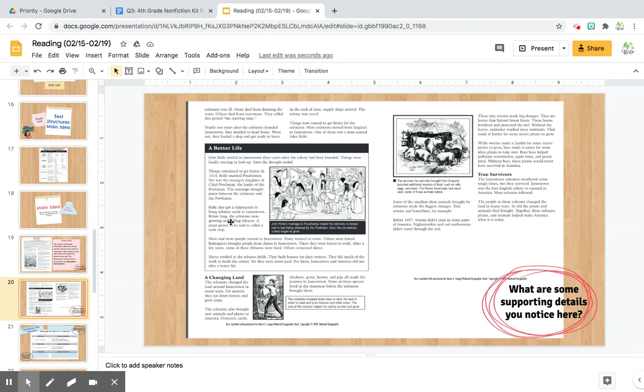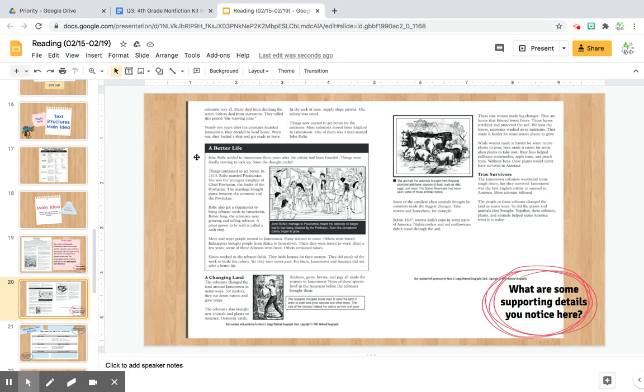All right, now we're going to go into this next section called A Better Life, and we're going to learn a little bit more about John Rolfe, okay, and try to figure out what this section is mostly about. John Rolfe settled in Jamestown 3 years after the colony had been founded. Things were finally starting to look up. Soon the drought ended. Things continued to get better.